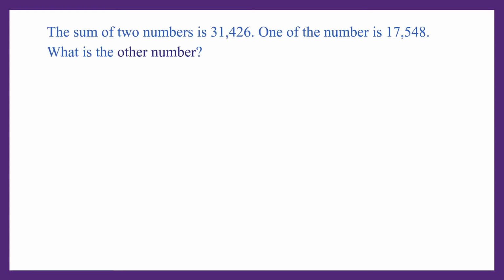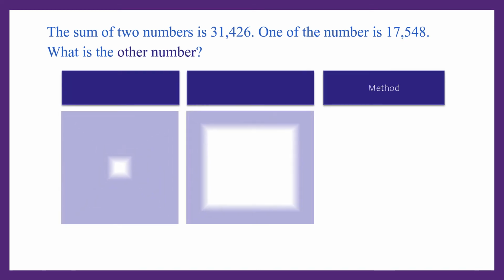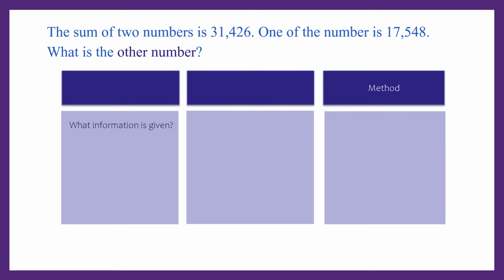Next example. The sum of two numbers is 31,426. One of the numbers is 17,548. What is the other number? So students, here we have to find out the other number. So we will draw three columns. In the first column we will write what information is given, what is asked, and what method should be used. In the next column we will write the answers.